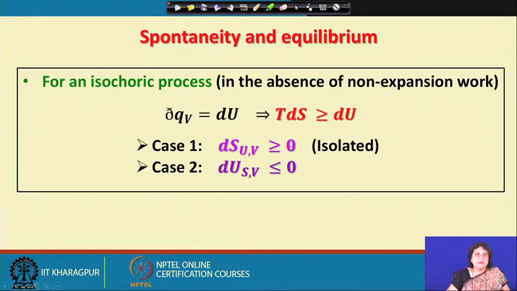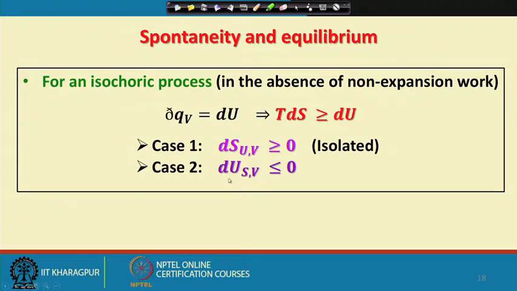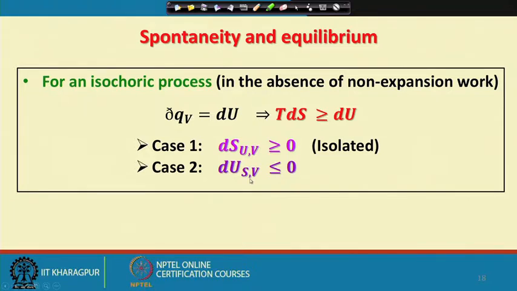Similarly, we can talk about what happens to U if I keep S and V constant, and there will be a small perturbation under such condition. This will be leading to dU at constant S, V less than or equal to 0.